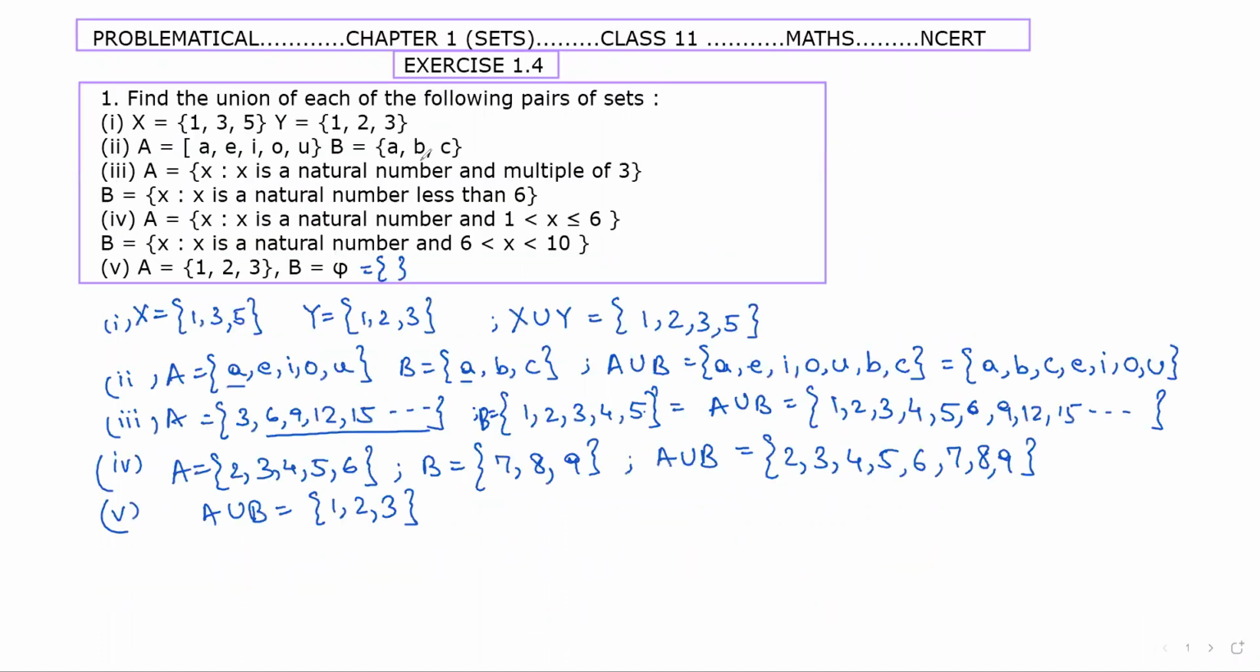Find the intersection of each of the pairs of sets of question 1 above. So in question 1, we went with the union of all these sets. Now we'll calculate the intersection of all these sets.